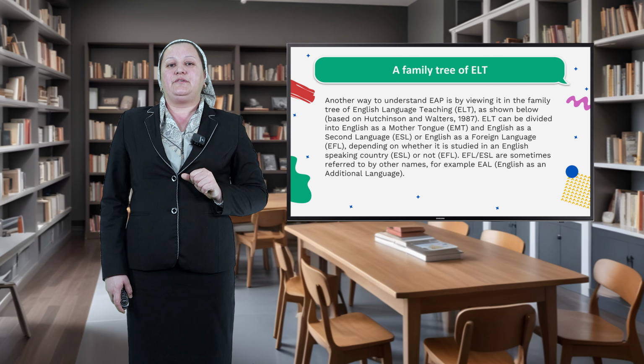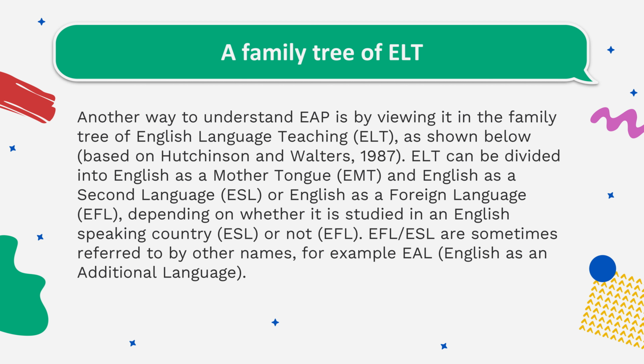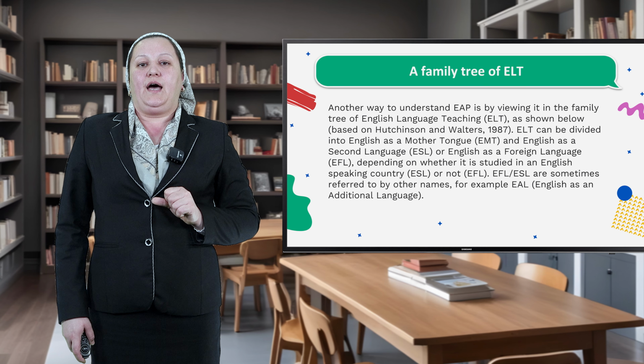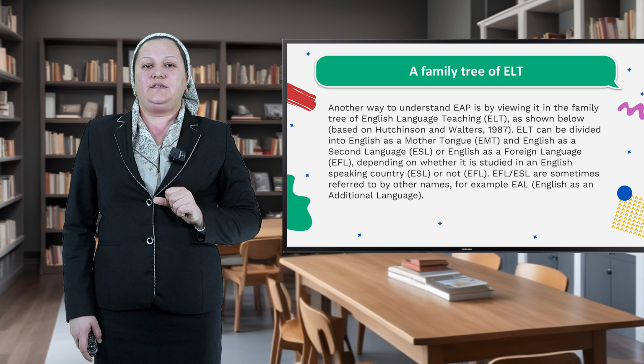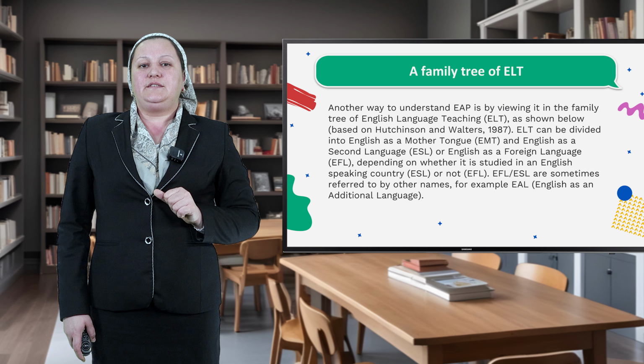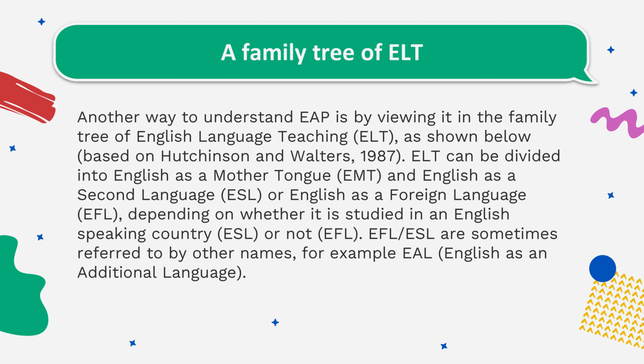Now, let's talk about a family tree of ELT. Another way to understand EAP is by viewing it in the family tree of English language teaching. As shown below, Hutchinson and Waters in 1987 worked out a tree. ELT can be divided into English as a mother tongue and English as a second language or English as a foreign language, depending on whether it is studied in an English-speaking country or not.